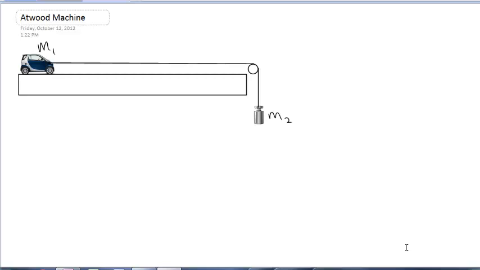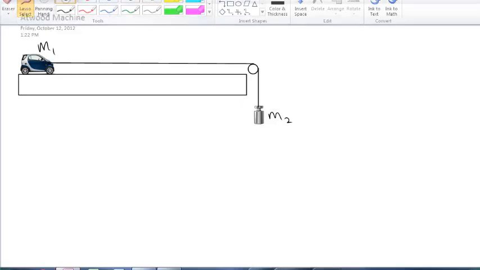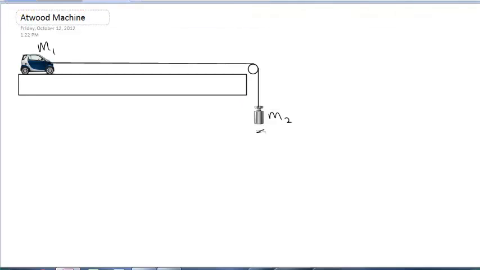So we've got mass 2 hanging from a string over here. Make sure I'm drawing. Okay, mass 2 hanging from a string over here, and mass 1 is what I called the cart, the car.